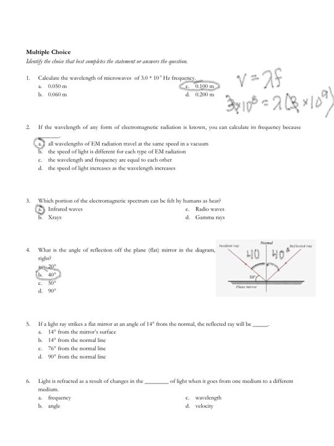Now be careful there, because a lot of people will just say, well, 50 was in the diagram, isn't angle in equal to angle out? No, it's defined as the angle that's touching the normal line. So if a light ray strikes a flat mirror at an angle of 14 degrees from the normal, then the angle of reflection should also be 14 degrees. And it's from the normal line, not the mirror surface.